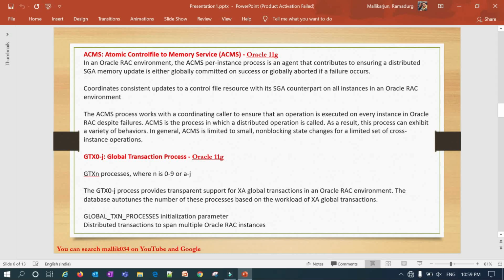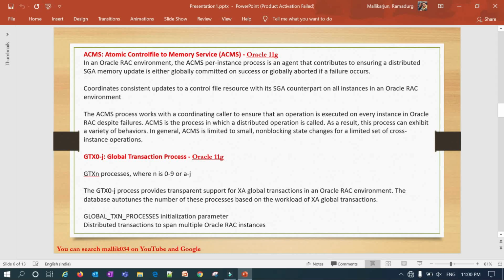And if I talk about GTX0 to J, it's the global transaction process starting from 11g, GTXn, where n is 0 to 9 and A to J. You can say GTX 0, 1, 2, 3 up to 9 and A, B, C up to J. What this GTX process does is provide transparent support for XA global transactions.